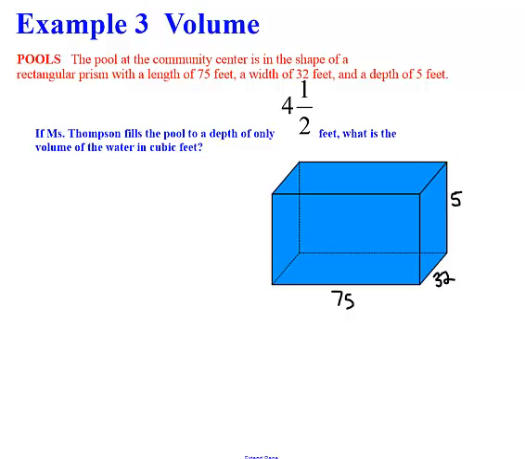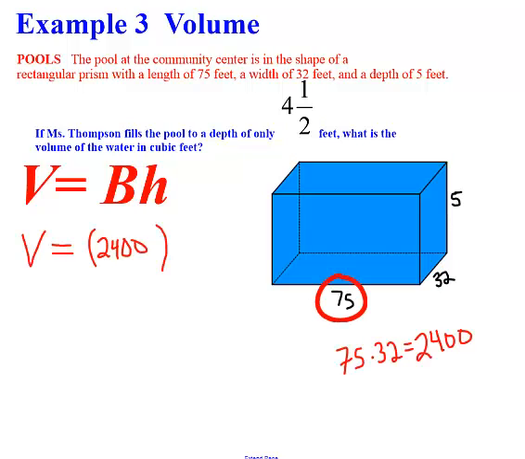Okay, part B. If Miss Thompson fills the pool to a depth of only 4.5 feet, what is the volume of the water in cubic feet? So I'm going to bring up my formula for volume. Volume equals area of the base times the height. So I first want to find the area of the base. I do that by taking 75 times 32, and I get 2,400.